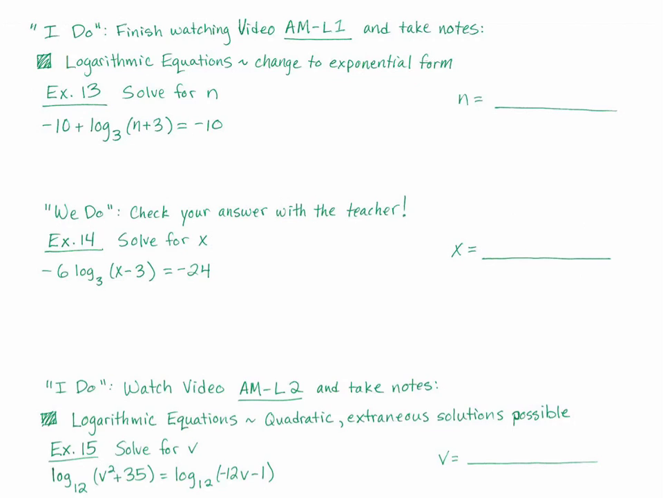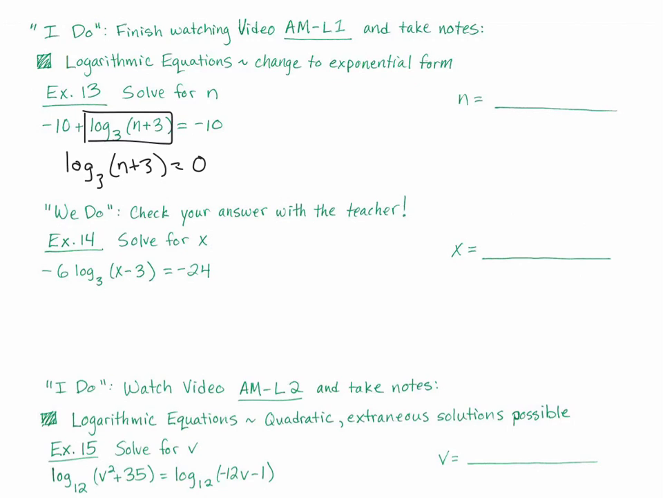Just like with exponents though, we still want to isolate the log part alone first. So I think you can see what we need to do there. We're going to add 10 to both sides, which means this equation is going to become the log base 3 of n plus 3 is simply equal to 0.